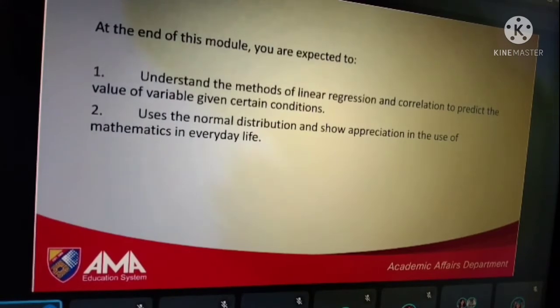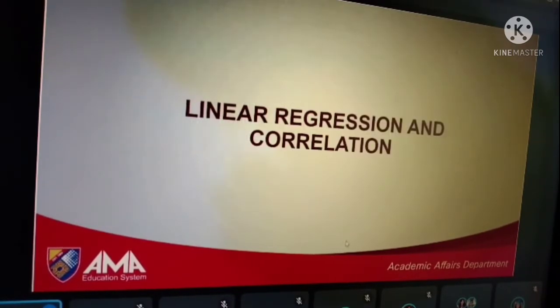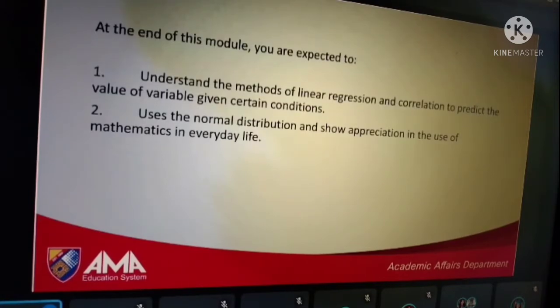Okay, this is the objective of our topic, no? Linear regression and correlation. At the end of this module, you are expected to understand the methods of linear regression and correlation to predict the value of variable given certain conditions, and use the normal distribution and show appreciation in the use of mathematics in everyday life.